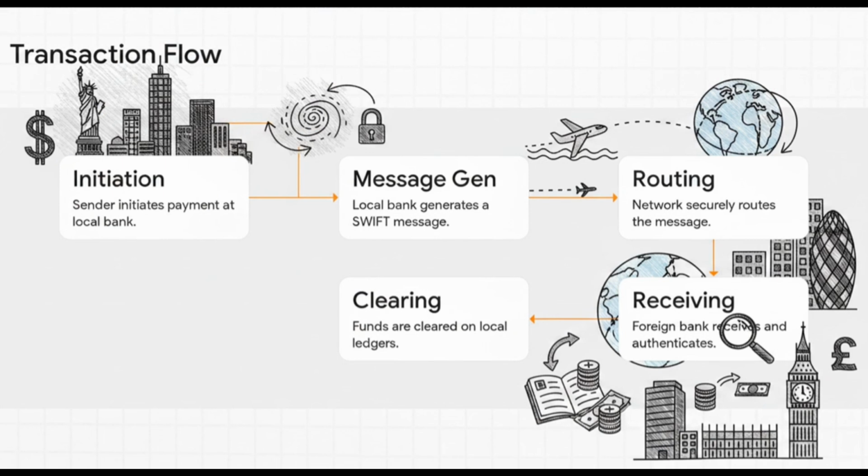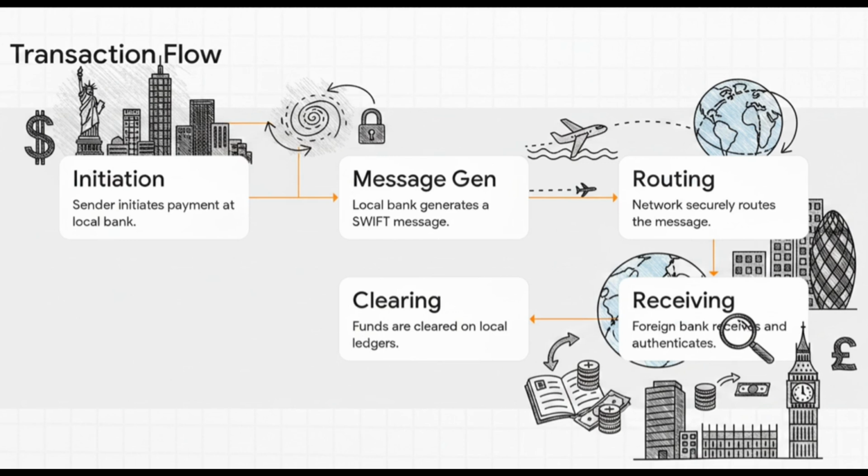Let's actually walk through a standard international transaction using this really simple 5-step flow. Let's say you're in New York and you need to pay a supplier over in London. Step 1. You, the sender, initiate the payment at your local bank. Step 2. Your bank doesn't start packing up dollar bills in a box. Instead, it generates a standardized, highly encrypted SWIFT message containing the specific details of that transaction.